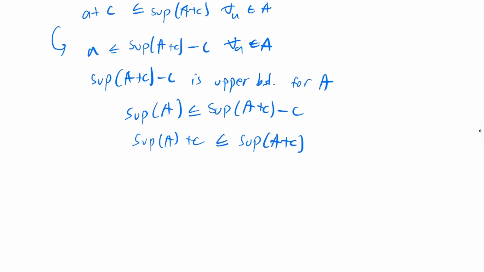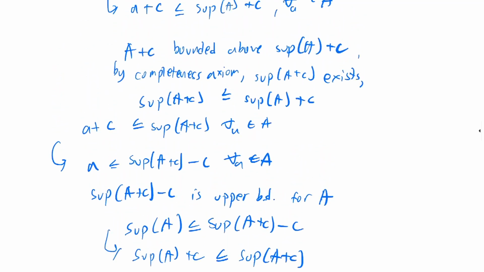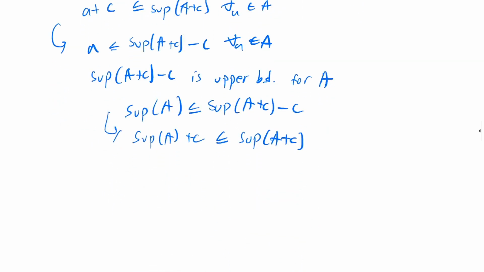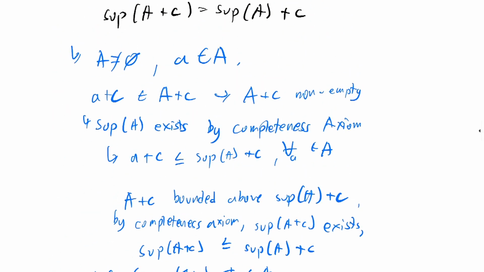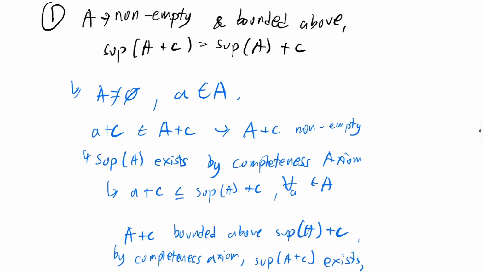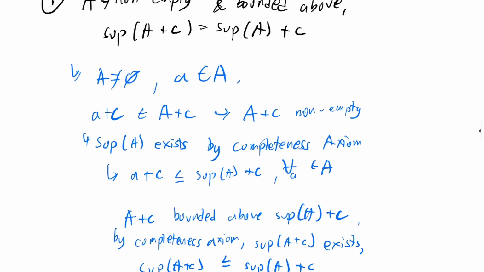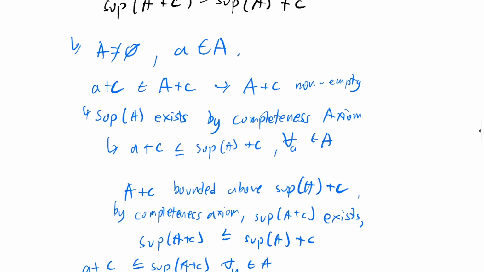Now from this step, and this is implied, all we did was do a couple of steps that led to this inequality, and combining these inequalities, we can now have the result that we were looking for, that the supremum of A plus c is equal to the supremum of A plus c. Okay, that is enough to show.